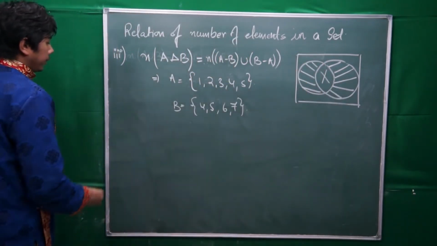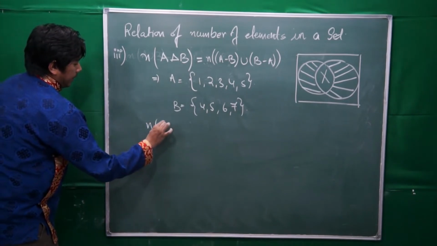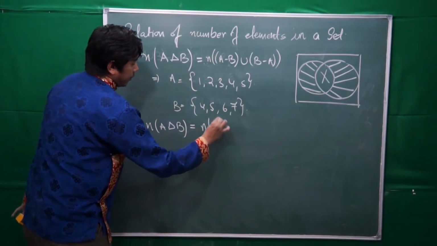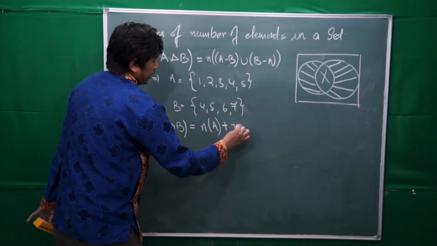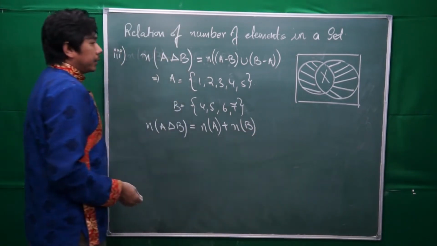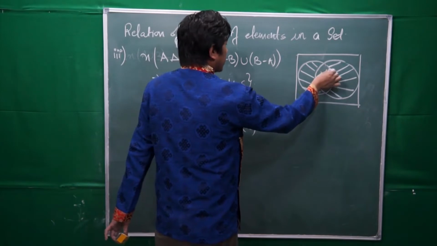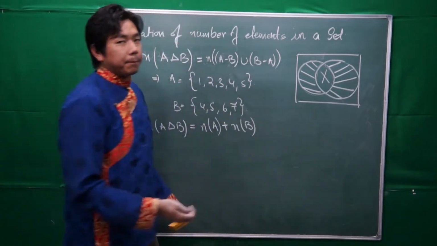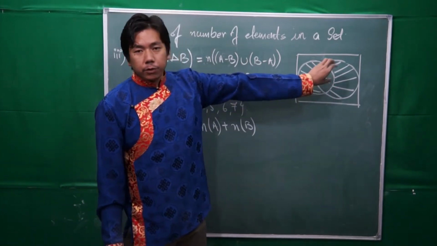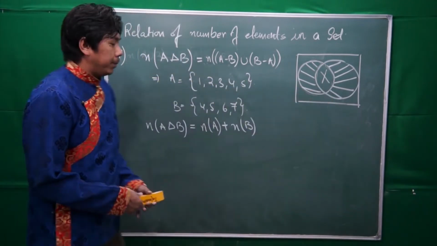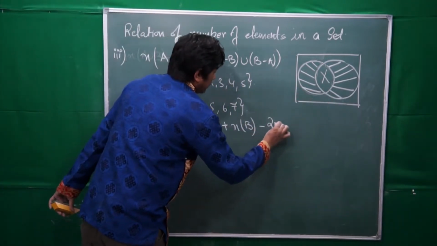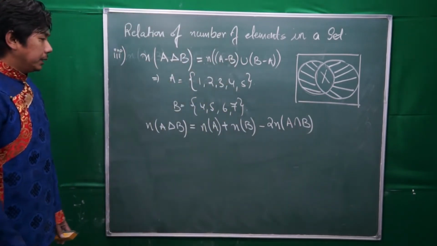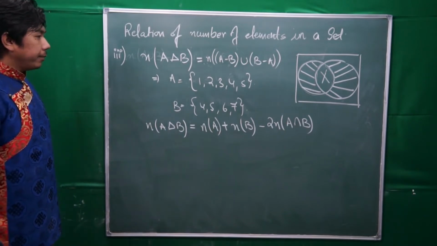Clear? So you can write the number of A symmetric difference with B equals the number of A whole added plus the number of B whole added. Okay. Now what is happening? This whole circle is being added plus this whole circle is being added. So I have to remove this completely. To remove this completely, I have to subtract how many times? Minus 2 times the number of A intersection B. Simple. Okay.